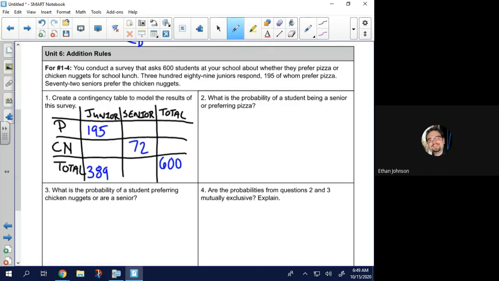So, to get the total seniors, we're going to take the 600 minus the 389, and we'll get 211. To get the juniors that prefer chicken nuggets, we'll do the 389 minus the 195 to get 194. To get the seniors who prefer pizza, we'll take the 211 minus 72, get 139. And we'll add across to get our total. So 195 plus 139 gets us 334. And 194 plus 72 gives us 266.